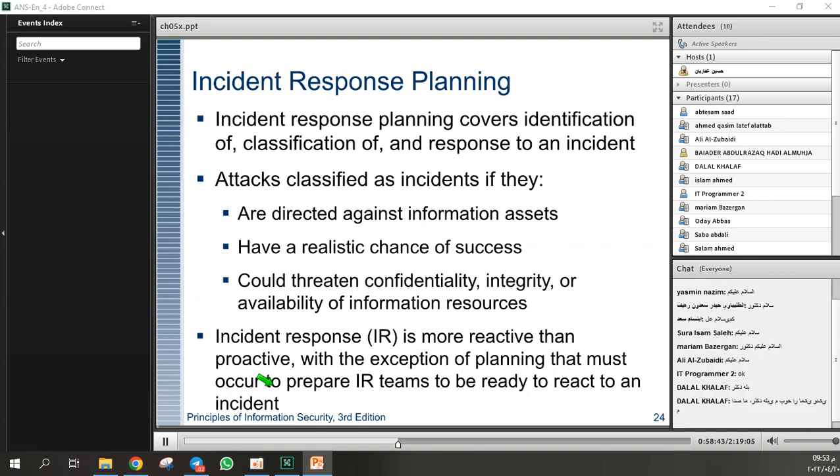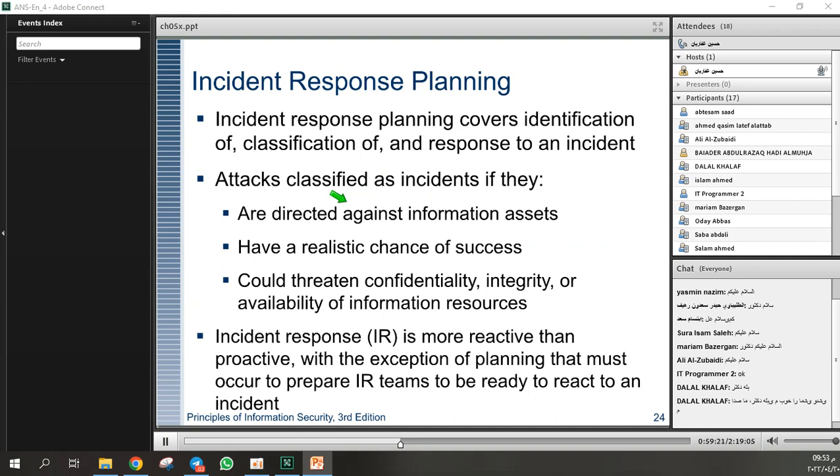Back to the course. We said that we must prepare 3 different plans. The first one was the incident response plan. It's the first plan. When an incident happens, we must immediately identify that incident, classify it, and respond to it.